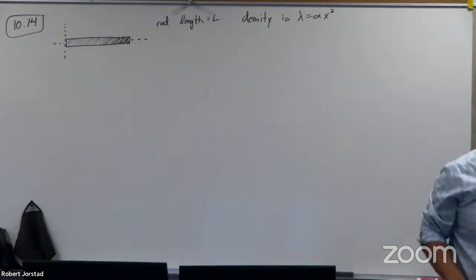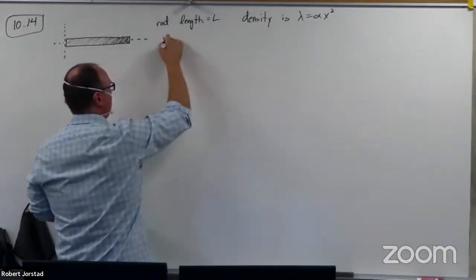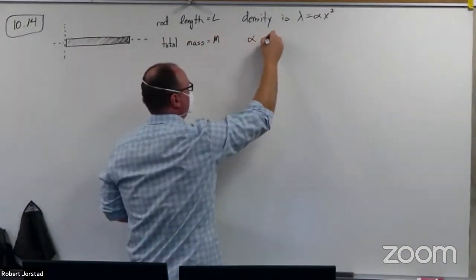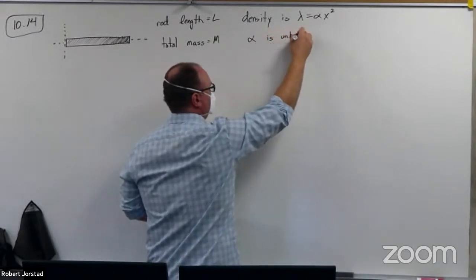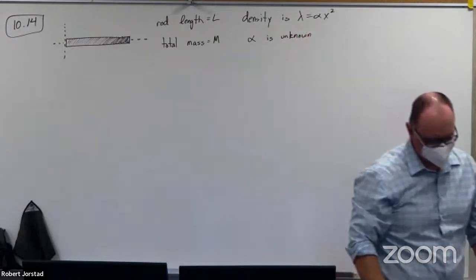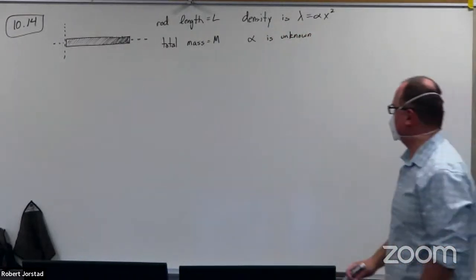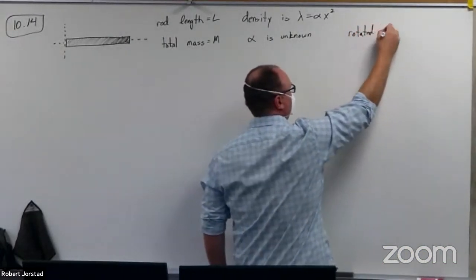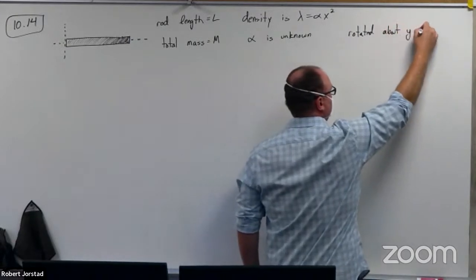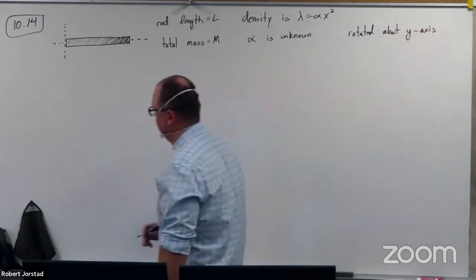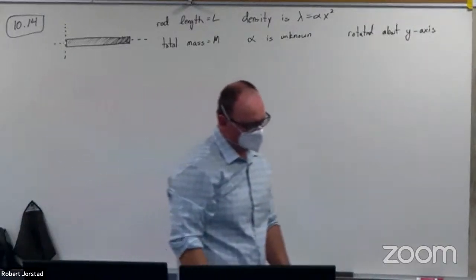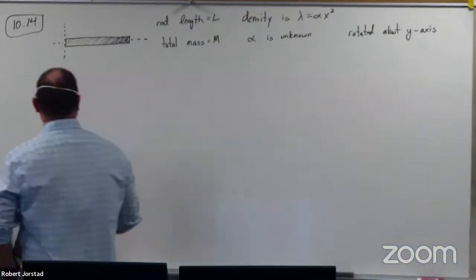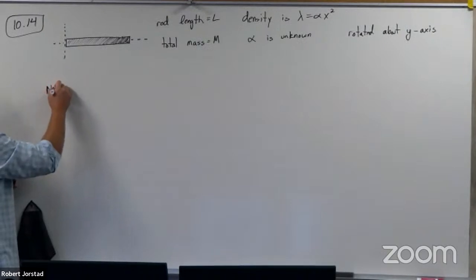Total mass is m, alpha is unknown. Rotated about the y-axis. Right? Okay. I'm going to put a note here.